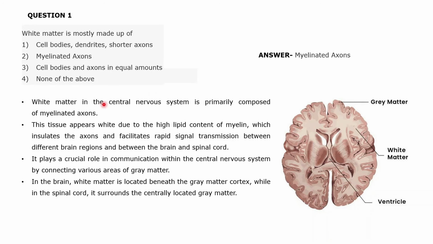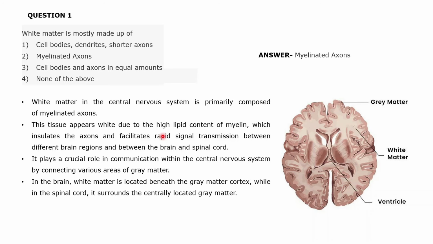This white matter is made up of myelinated axons, and because of the presence of myelin, it is usually white in color. The lipid content present within each myelin is high, and because of this lipid content, it is usually white in color.